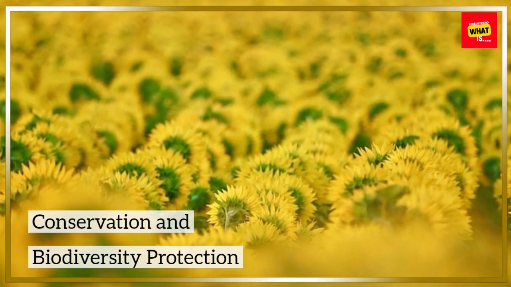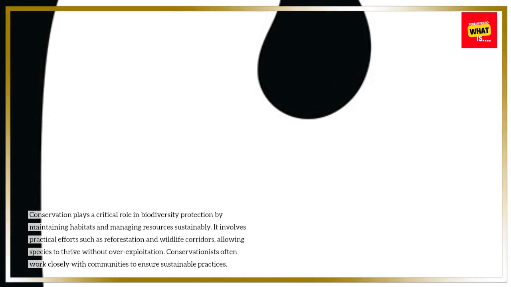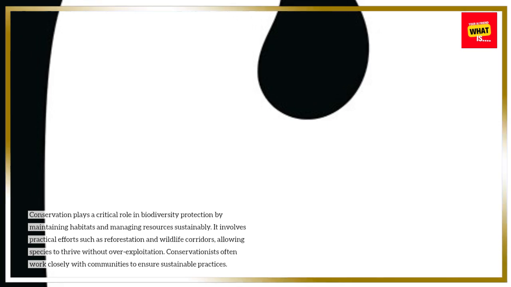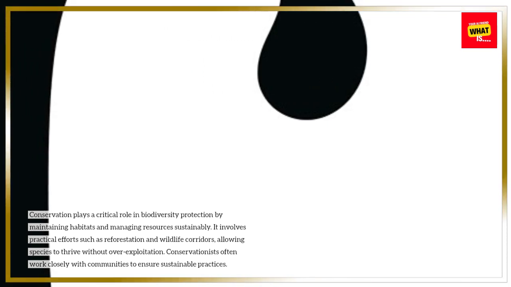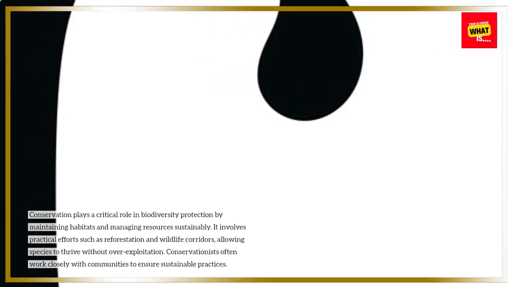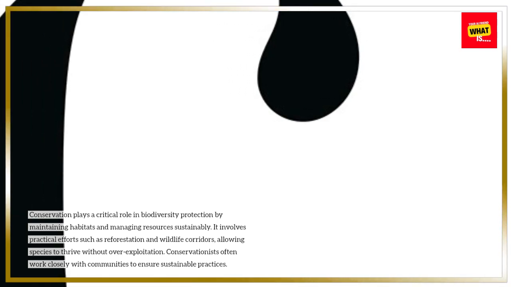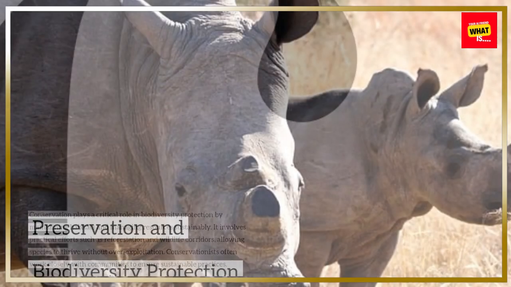Conservation and biodiversity protection. Conservation plays a critical role in biodiversity protection by maintaining habitats and managing resources sustainably. It involves practical efforts such as reforestation and wildlife corridors, allowing species to thrive without overexploitation. Conservationists often work closely with communities to ensure sustainable practices.